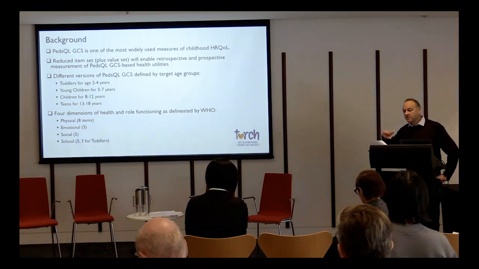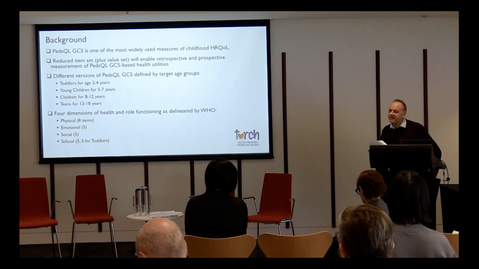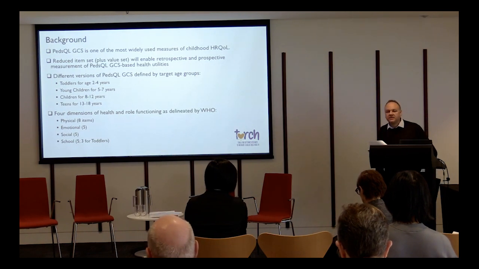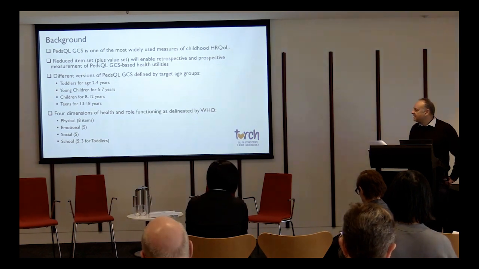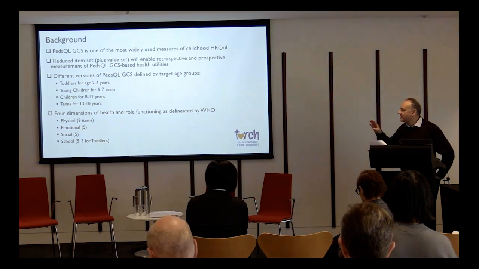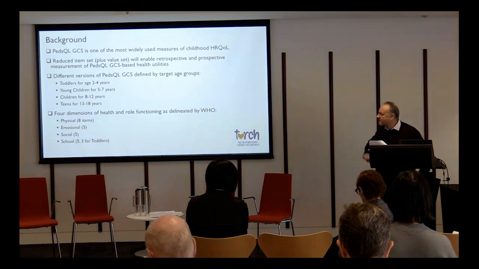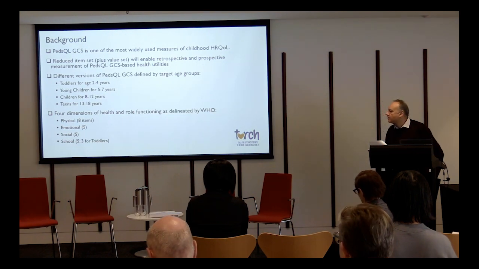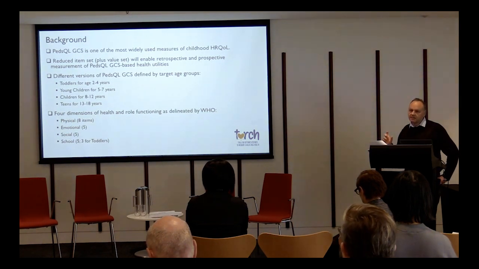There are different respondent types, so for each of these modules there are parent proxy reported versions, but for the young child and teen versions there are self-reported versions as well. And as Alison's already mentioned, the PedsQL generic core scales delineate health across 4 subscales: physical functioning, emotional functioning, social functioning, and school functioning. The physical functioning subscale covers 8 items. The other subscales each cover 5 items, apart from school functioning, where the toddlers have only 3 items. The school functioning subscale within the toddlers module doesn't include the school absence items.